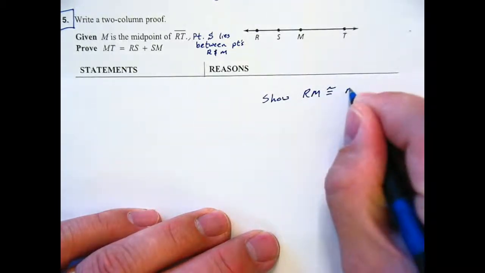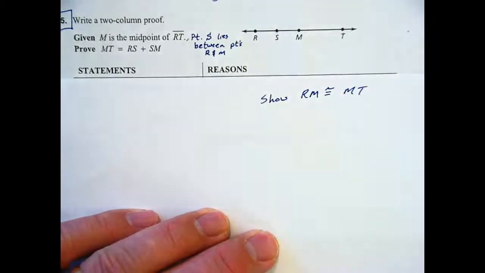I'm just taking notes here. Show RM is congruent to MT.